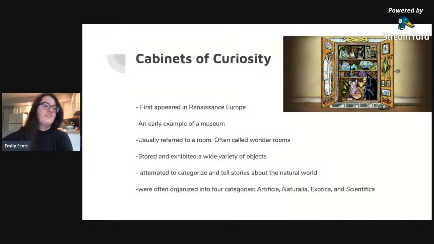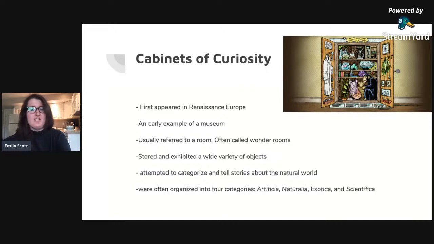So, as I said, today's class is going to be about early museums, and the earliest example of these museums are cabinets of curiosity. Cabinets of curiosity first appeared in Renaissance Europe. They're usually a room despite their name. They're often called wonder rooms. Cabinets of curiosity stored and exhibited a wide variety of objects. The main point was to show different categorizations of objects. Mainly these objects were of the natural world. Oftentimes they were leaning towards the eclectic or the eccentric or foreign to the particular collector.